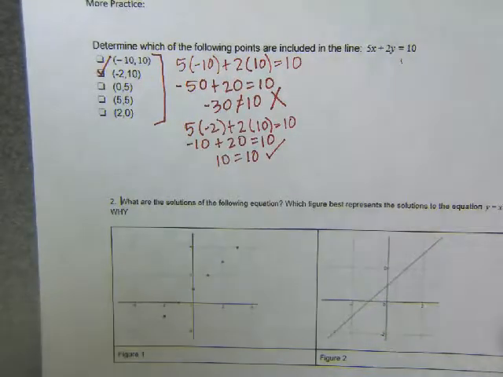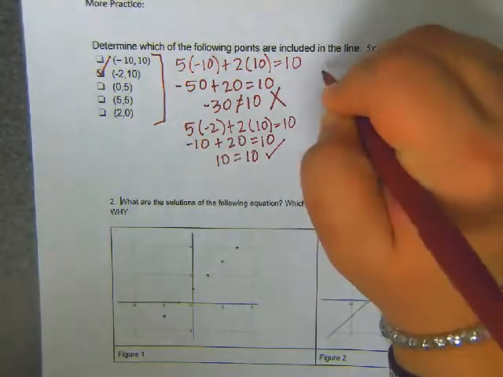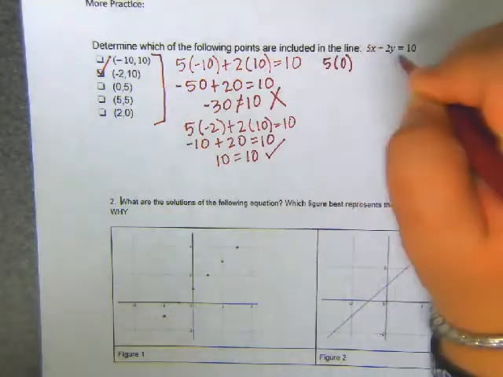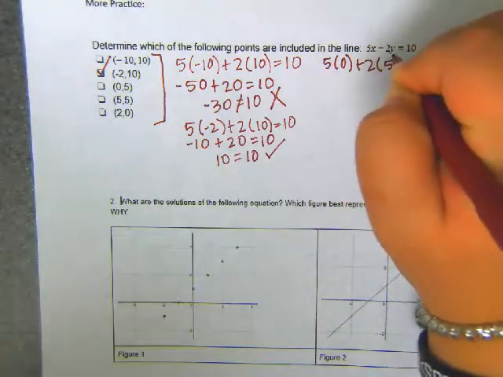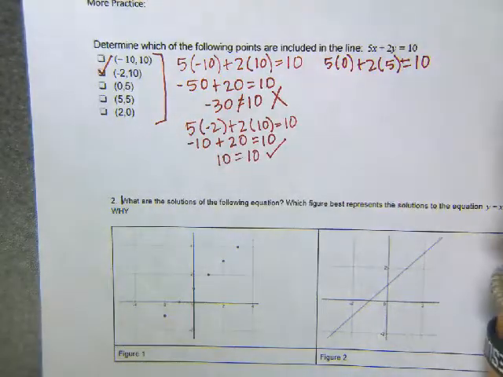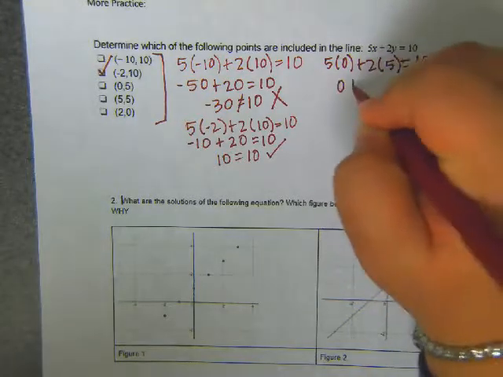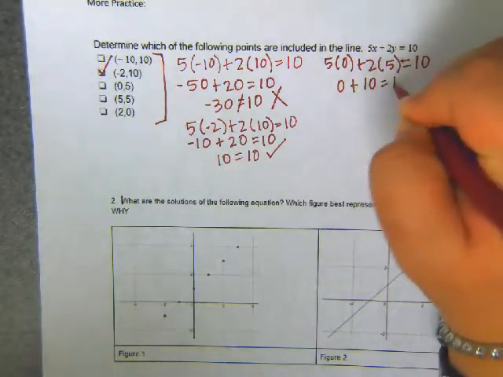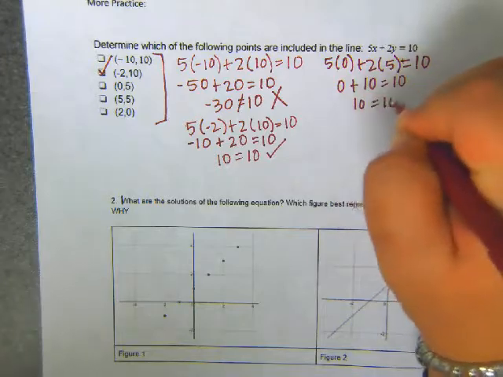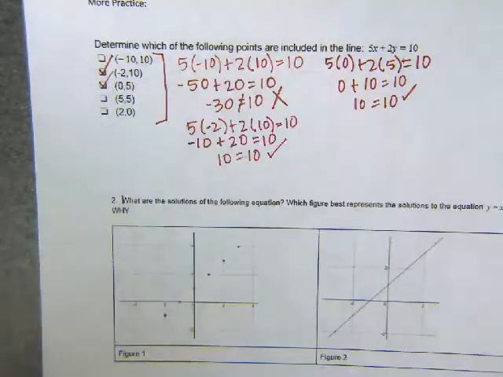Okay? Next point, 0, 5. So 5 times 0 plus 2 times 5 equals 10. 5 times 0 is 0, plus 2 times 5 is 10 equals 10, and 10 equals 10, which is true, so that's our second point.